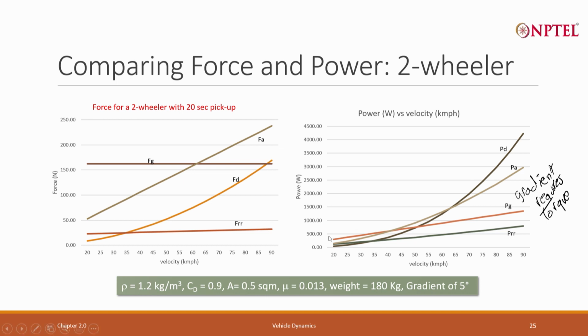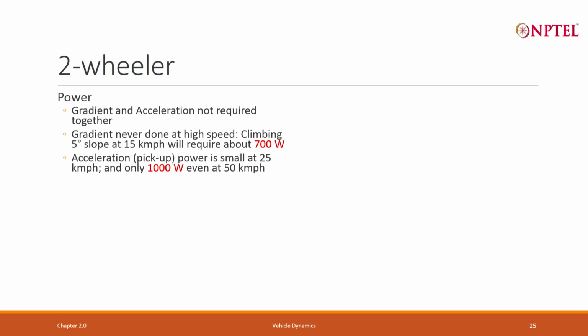If I have 700 watts of power, it is enough to travel at 15 kilometer per hour. But if I want to travel at higher slope, you will have a problem. Acceleration. Now, look at acceleration. Up to 25 kilometer per hour, it is not that bad. At even 50 kilometer per hour, it is only about 1000 watts.